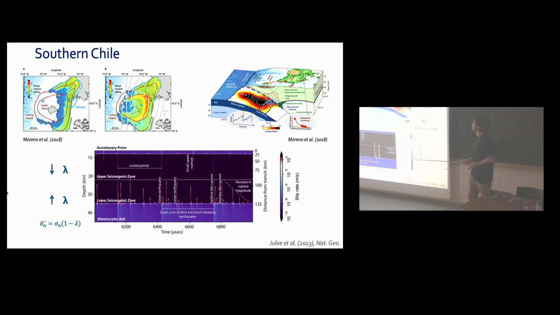So basically, here I'm going to show you just preferred models because I don't have time to show you everything. But what we did was, using the same assumptions that I showed you before for southern Chile, we ran a simulation trying to mimic this idea. So since effective normal stress depends on the pore pressure ratio, we can change it along depth and see what happens. And we get a seismic cycle represented in this figure where red colors are high slip rate and blue colors are low slip rate.